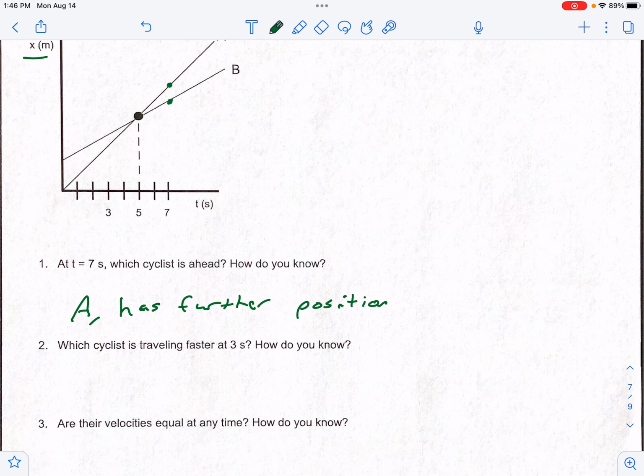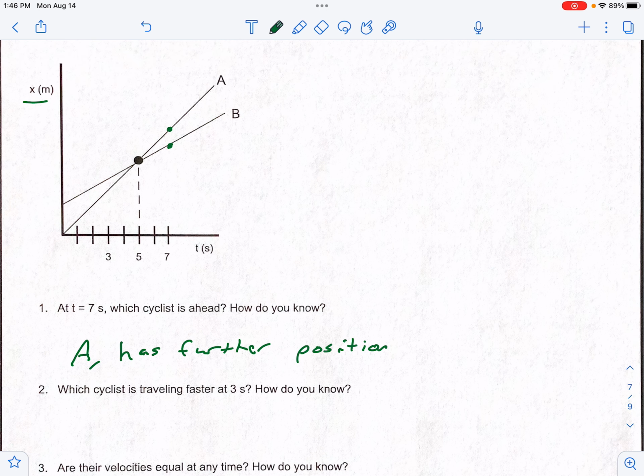2, which cyclist is traveling faster at 3 seconds? How do you know? Remember we talked about slope equals velocity. So we're always looking at slopes when we talk about velocity. So we're looking for which one has the steepest slope at 3 seconds. That is going to be cyclist A. A's got the higher, steeper slope and B's flatter. So we're looking for a steeper slope.